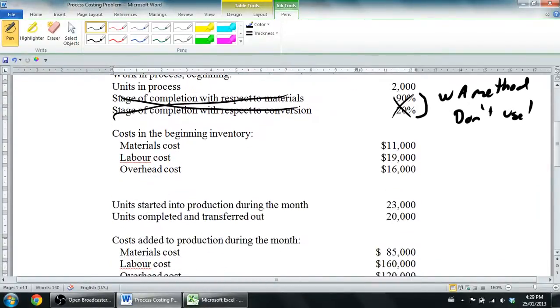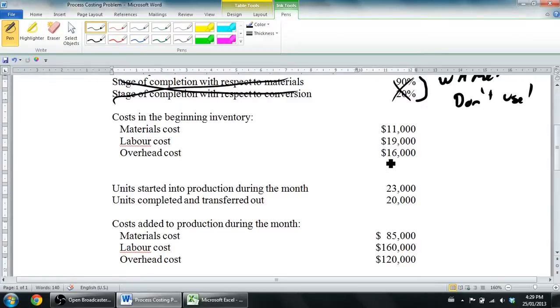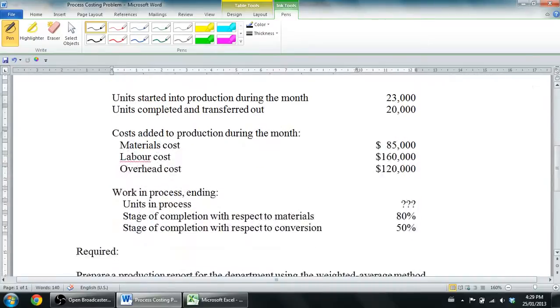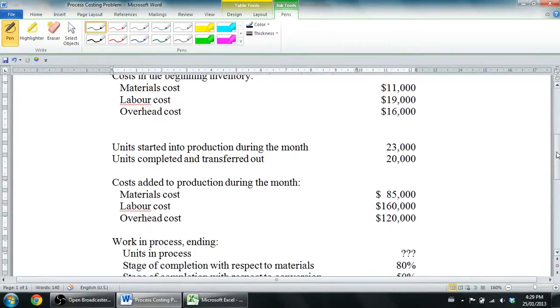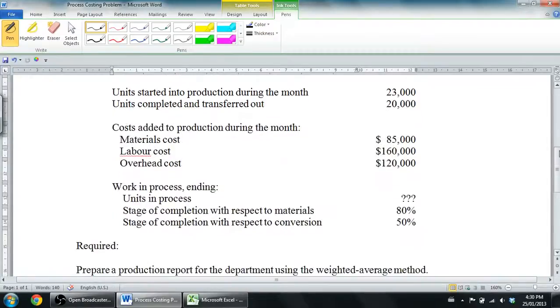Let's read on. There's some costs in beginning inventory. You can see I spell labor Labour. That's because I'm Canadian. Word doesn't realize that. Reading on, units started, units completed, and there's some more units. There's some more dollar amounts there. Units in process ending, question mark. Not sure what I'm going to do with that. And some more information.